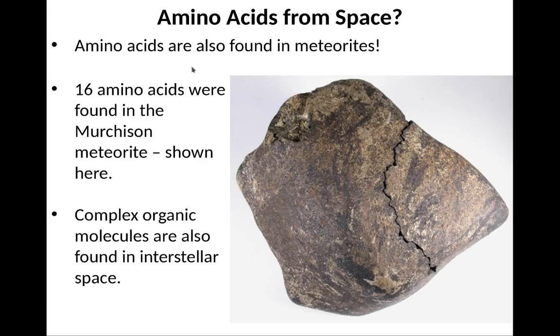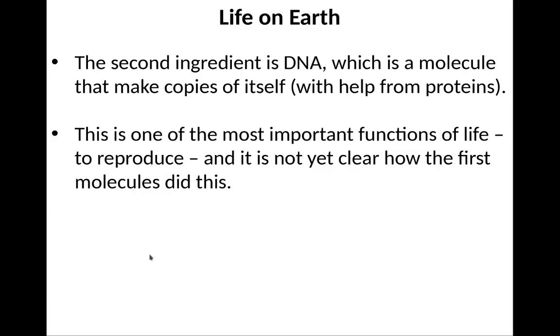Now, you can also find amino acids in meteorites. Sixteen amino acids were found in the Murchison meteorite shown here. Complex organic molecules are also found in interstellar space. So they form on Earth, and they form in space.